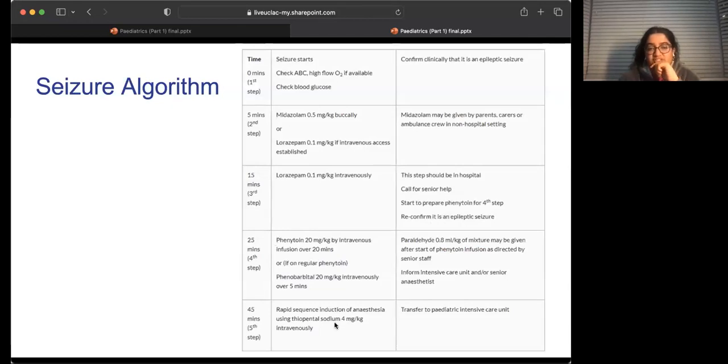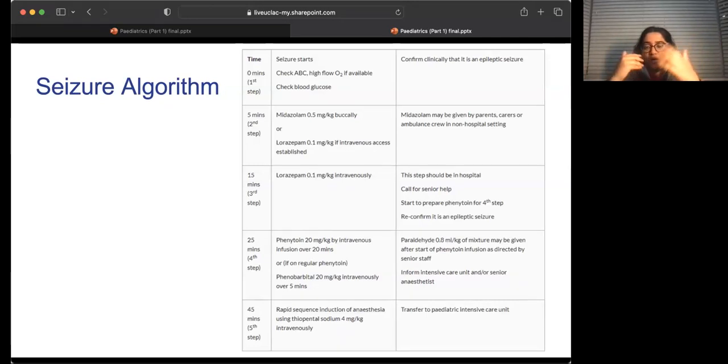And then this is just a seizure algorithm. So it's very similar to a normal seizure in adults, but the doses are slightly different. So once your seizure starts, obviously you would time, and then you do airways, breathing and circulation, and you give oxygen. And then it's obviously really important to check glucose in your D for disability.